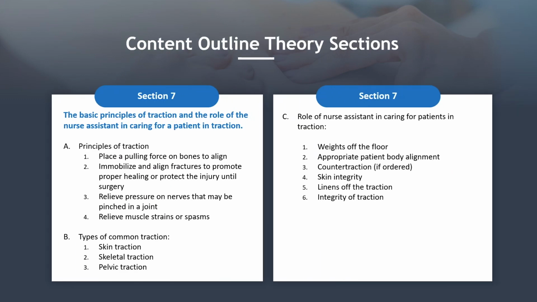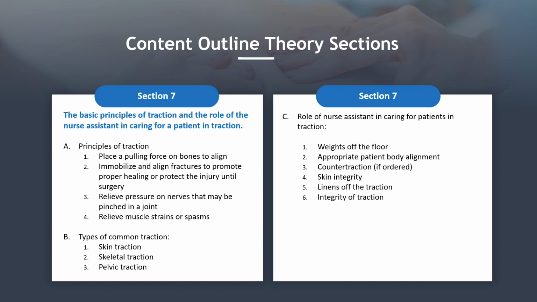Section 7. The basic principles of traction and the role of the nurse assistant in caring for a patient in traction. Principles of traction. Place a pulling force on bones to align. Immobilize and align fractures to promote proper healing or protect the injury until surgery. Relieve pressure on nerves that may be pinched in a joint, and relieve muscle strains or spasms. Types of common traction: skin traction, skeletal traction, and pelvic traction.